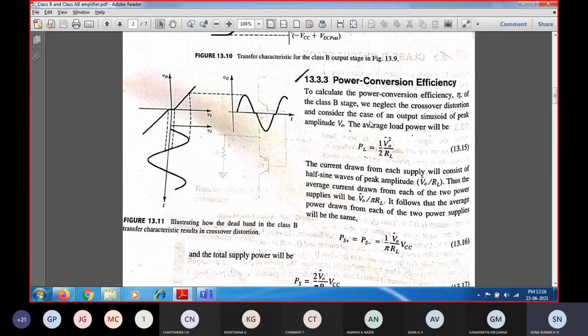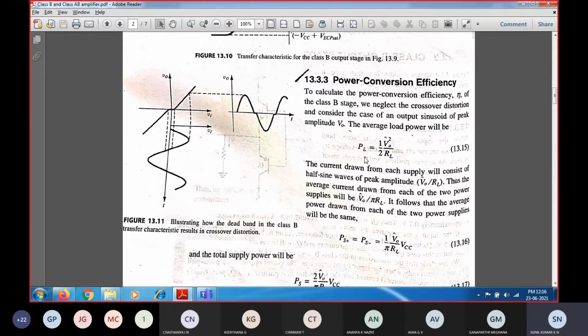Eta will be equal to the AC power delivered to the load over the DC power supply. So first we need to find out the AC power delivered to the load, which is given by the load power, PL. That will be equal to V0 cap divided by root 2, or else you can say the maximum peak voltage of the output voltage, which we are going to consider. So load power will be equal to V0 cap divided by root 2.